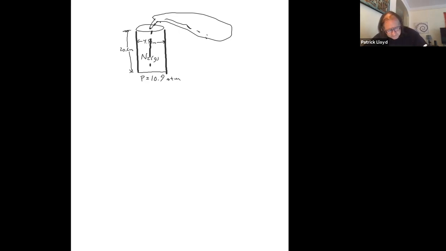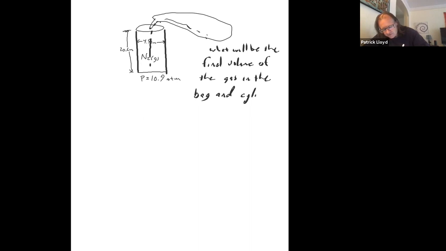So what will be the final volume of the gas in the bag and cylinder together? They're making it easy for you by saying we're going to put them together, and that's what we're going to call our final volume. That's really what they're asking.